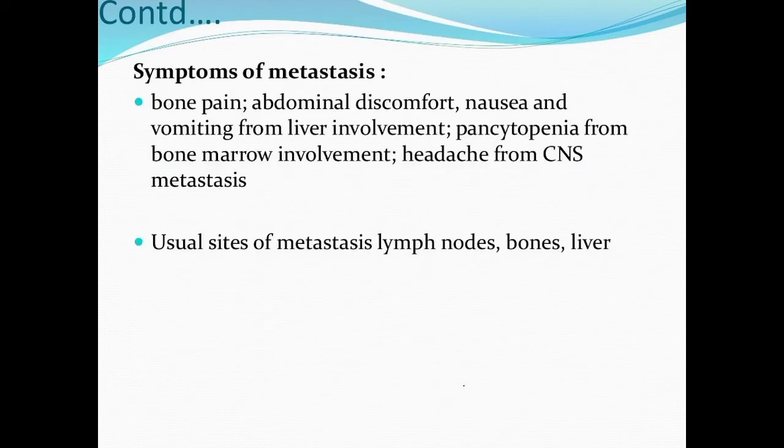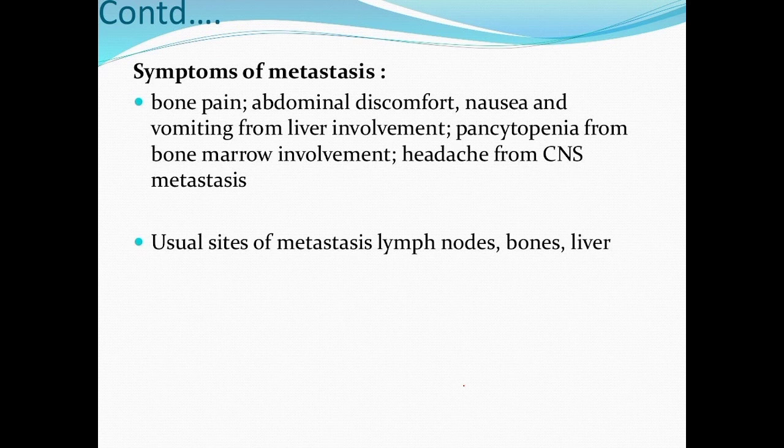Symptoms of metastasis: if a distal cancer occurs, what will be the symptoms of that? Bone pain, abdominal discomfort, nausea and vomiting from liver involvement, pancytopenia from bone marrow. Pancytopenia is a lower amount of white blood cells and red blood cells than the normal value.